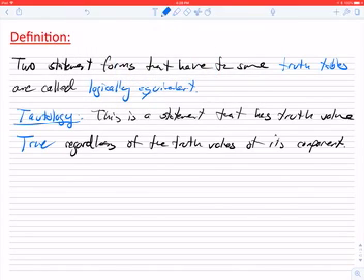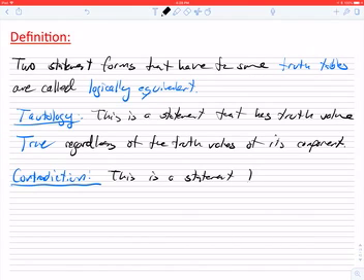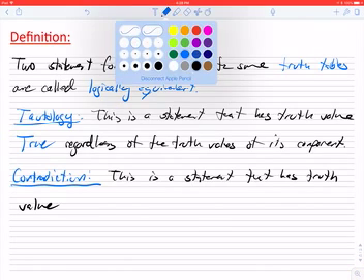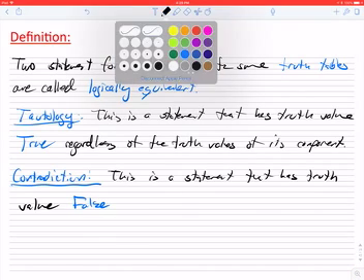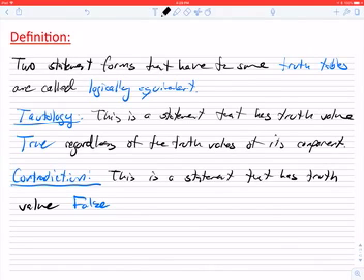Okay. So then, conversely, we can talk about a contradiction. This is a statement that has truth value false regardless of the truth values of its components. I'm just going to copy the rest of that.